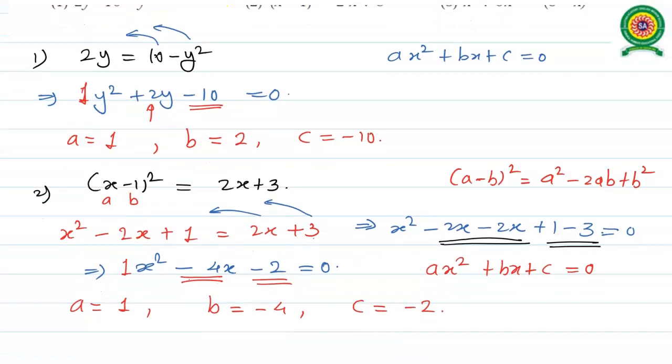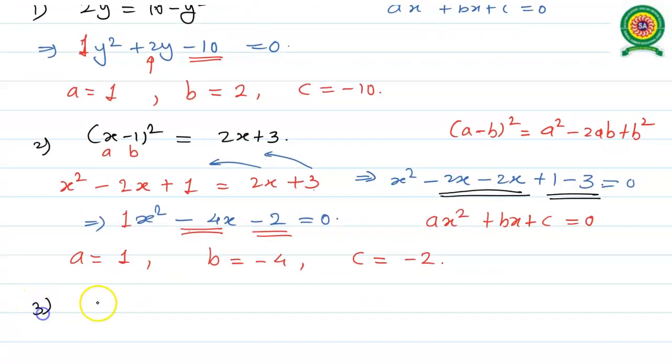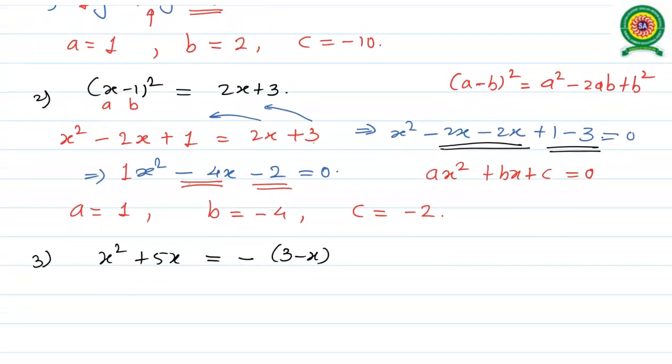Now the third question is of the form: we have the equation x square plus 5x equals minus 3 minus x. After simplifying, we get x square plus 5x. Try to open the bracket; since the outside sign is minus, the signs all change. We get minus 3 plus x.